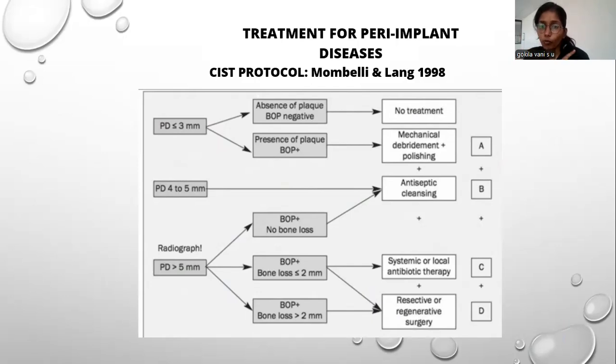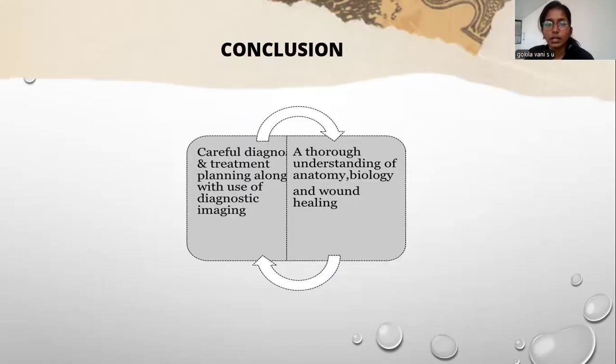When the probing depth is 4 to 5 mm, then antiseptic cleansing with antimicrobials. If it is more than 5 mm with bleeding on probing positive and no bone loss, then follow a similar protocol of antiseptic cleaning. Whereas probing depth greater than 5 mm with BOP positive and bone loss less than 2 mm, you give systemic or local antibiotic therapy. If probing depth is more than 5 mm, BOP positive and bone loss more than 2 mm, resective or regenerative surgery has to be undertaken.